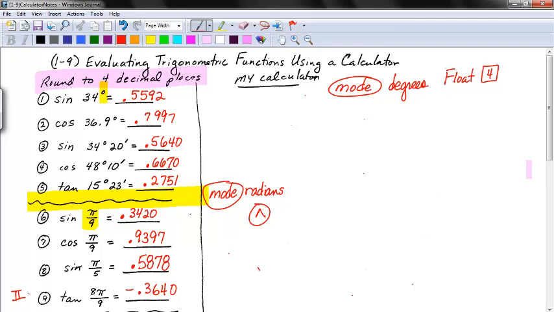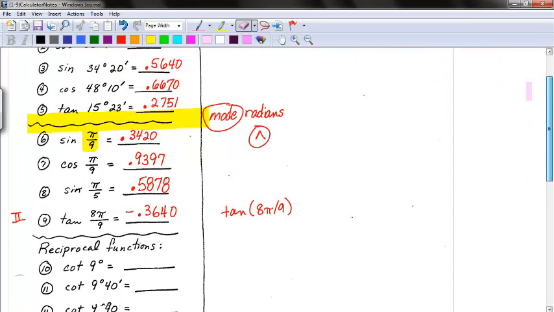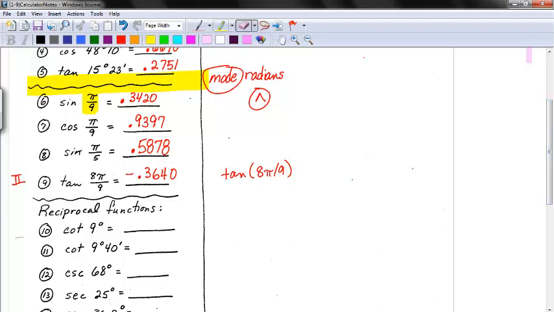So you were okay on this one. You may want to write it down. You don't need the times sign. We just did tangent 8 pi divided by 9, and it understood that without doing a times sign. Okay, now there's a little separator. And notice we are back in degrees. So clear that out. Check your mode. Go back to degrees.